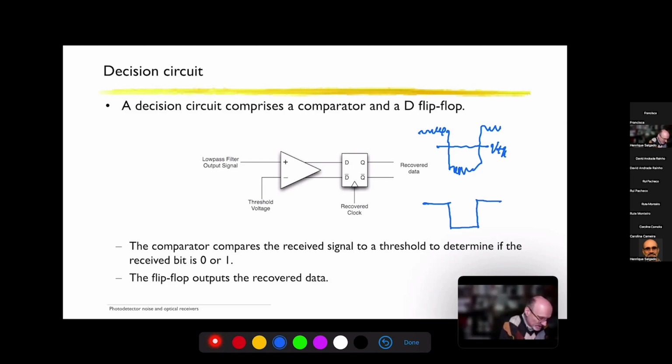But if the signal is very low, and if the signal has variations close to the threshold voltage, then what happens is that you can have a continuous change in the signal at the output, which may become a problem when we have noise and the signal is very low.